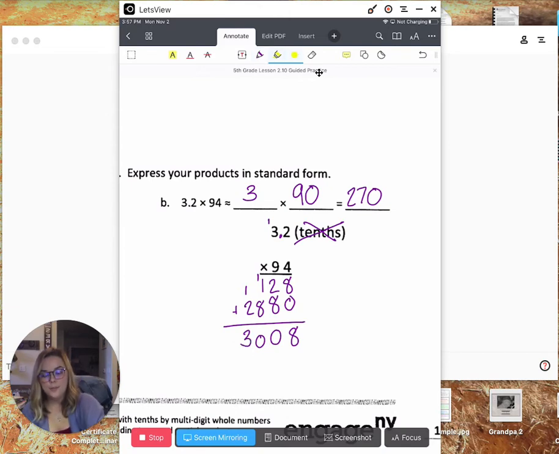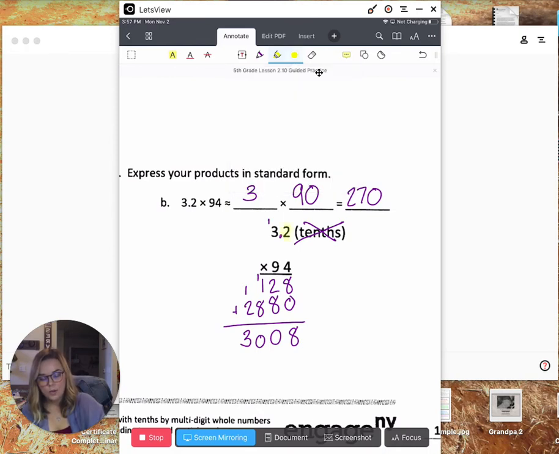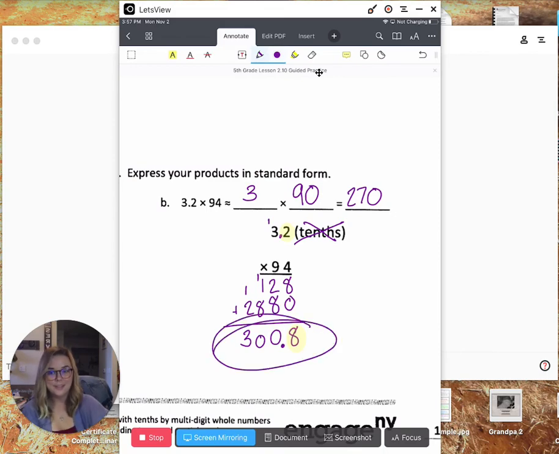Now, if we look back in our problem, we can see that we have one digit behind our decimal in our factors. So that tells us that we're going to have one number behind our decimal in our answer. So this is our one number, so our decimal is going to go here. So our final answer is 308/10.